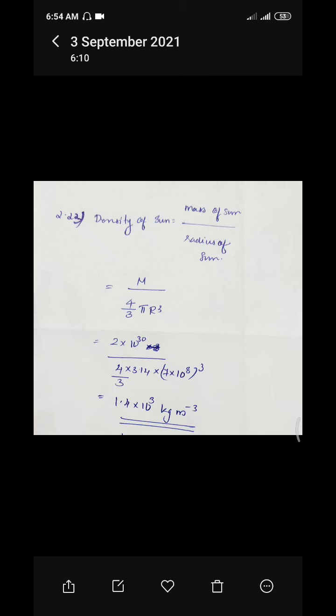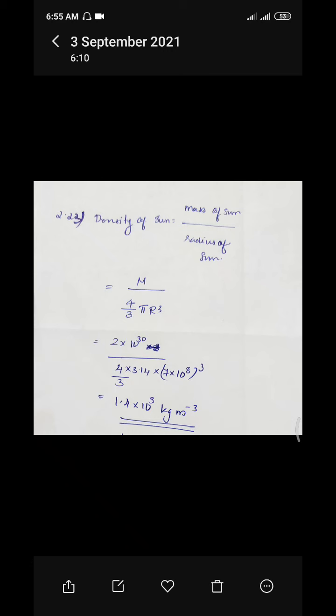Okay, the temperature values are given. Actually by giving such data, they are just complicating the concept. They are just trying to confuse you. Okay, the data that we need is actually the mass of the Sun and the radius of the Sun. Okay, so we are just substituting the values.